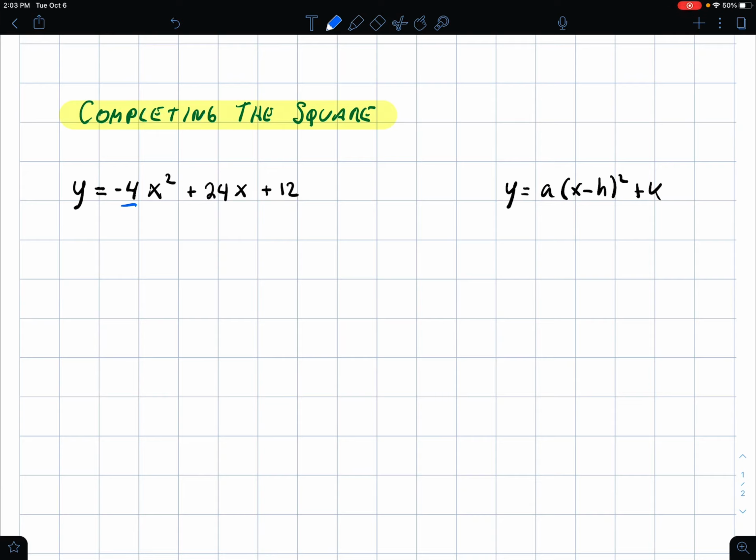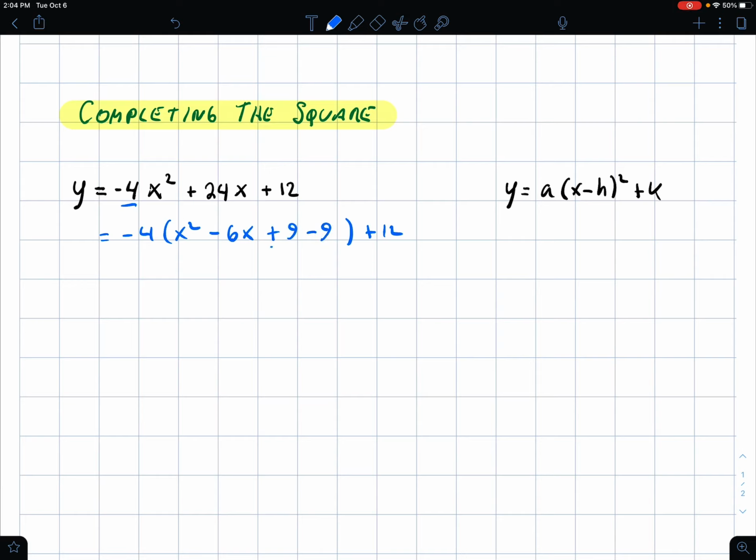Okay, so I'm going to factor out the minus 4. X squared. 24 divided by minus 4 is 6. So that's minus 6. And I leave room, and I get the plus 12. Now 6, that's minus 6 really. We're going to divide it by 2 because we want to go top and bottom. So that's 3, and 3 squared is 9.